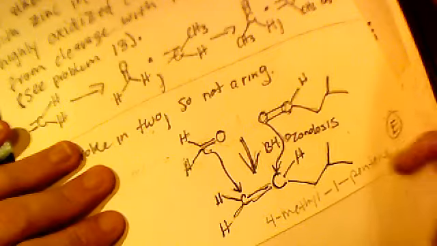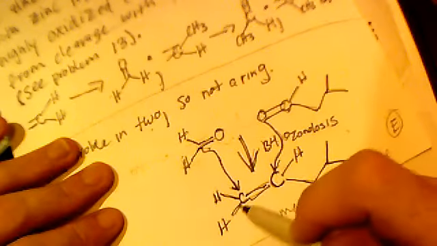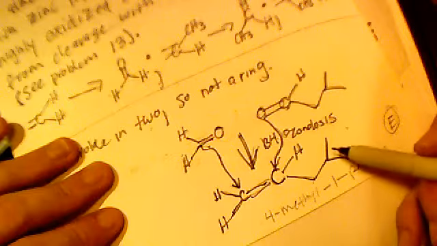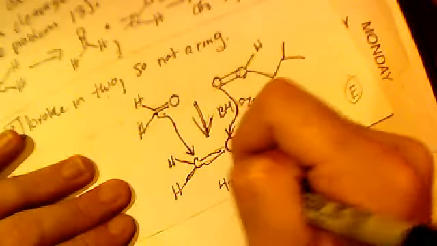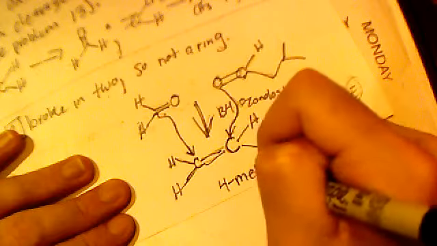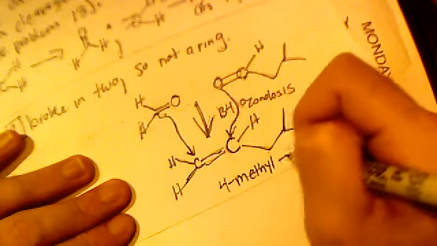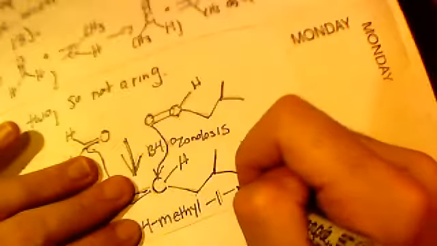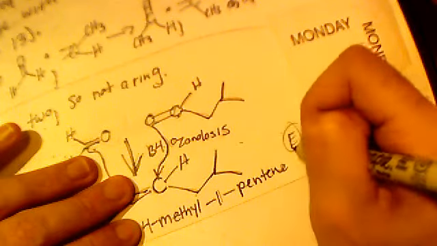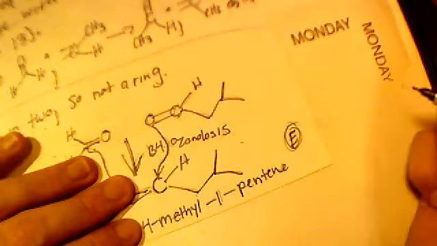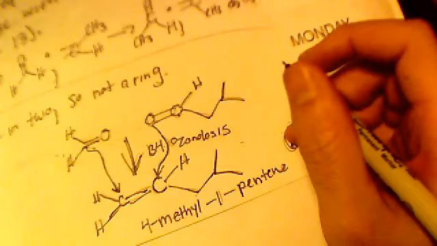this group here. And so they want us to name what was this molecule that we started out with. The name of the molecule is 4-methyl-1-pentene. That's number E on the practice test.